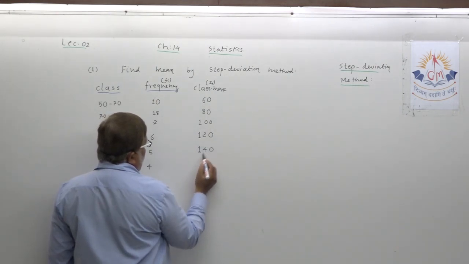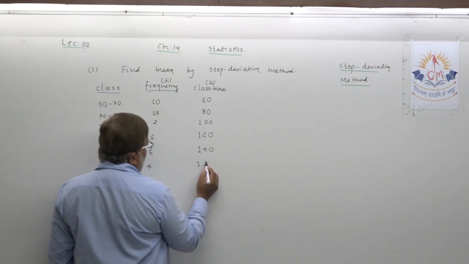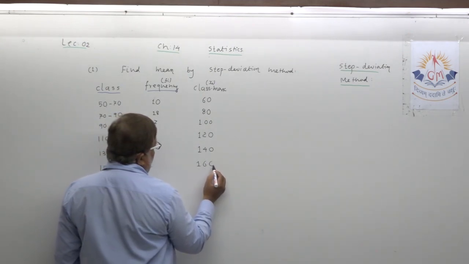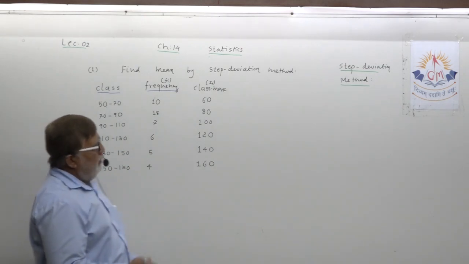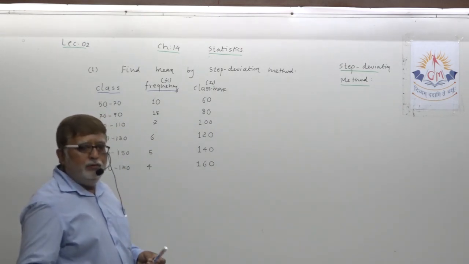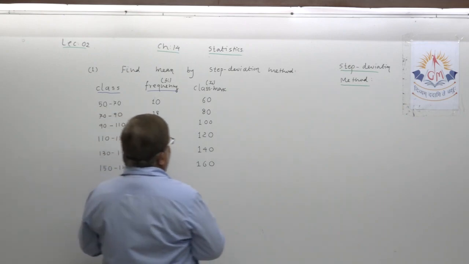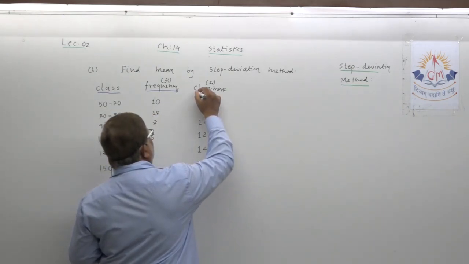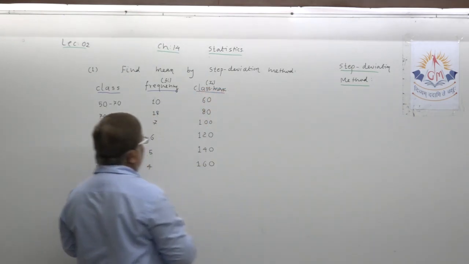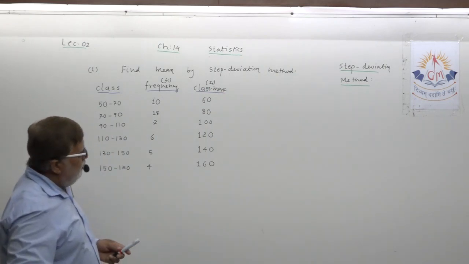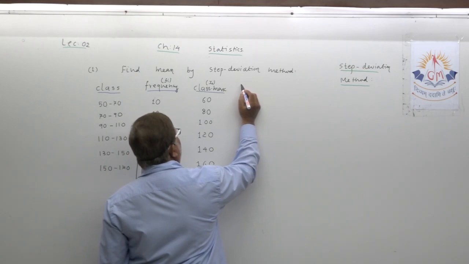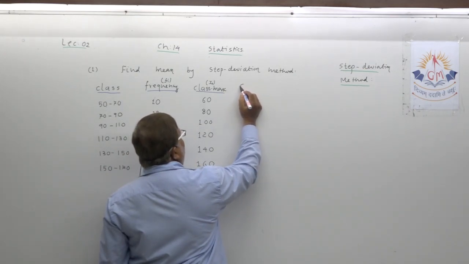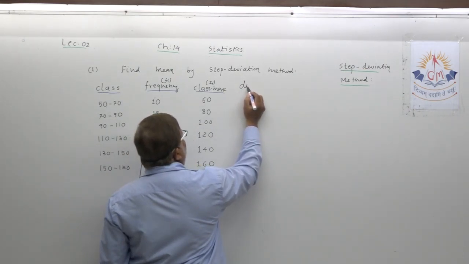120 plus 20, 140. 140 plus 20, 160. Class mark. Understand, we have found it. After finding the class mark, what we are targeting now is, as you all know, you have done this in the assumed mean method already.